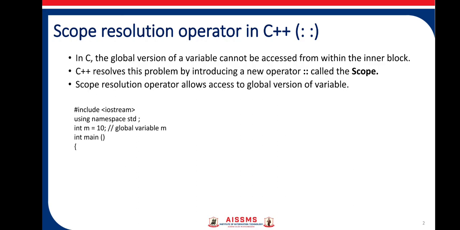Now is the main function. In the main function, again I am redeclaring the variable with the same name, that is m, but I am assigning a new value, that is 20. Here m equal to 20 is the local variable to main. So its lifespan is only inside the main function. It can be accessed only inside the main function.